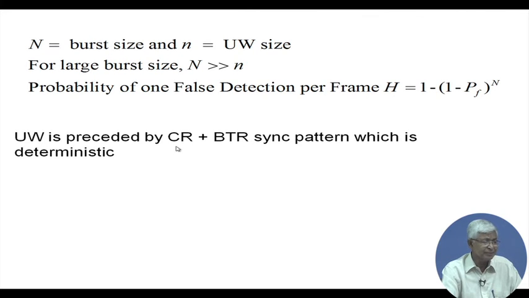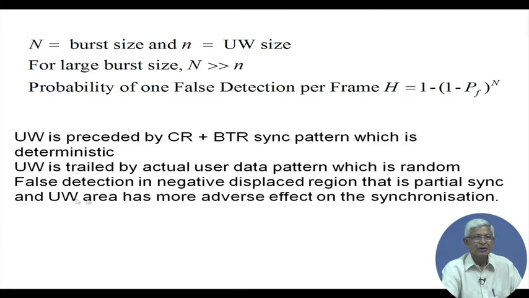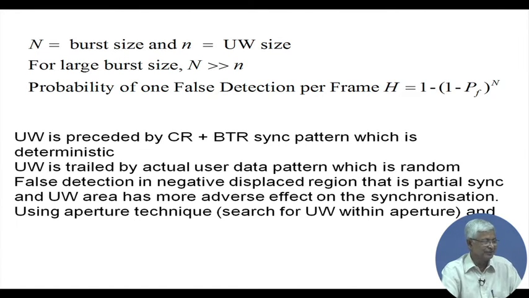Now, Unicode is preceded by CRBT or sync pattern, which I told you is deterministic, and Unicode is trailed by a random pattern, which is a user data pattern. So, the false detection in the negatively displaced region, that is the partial sync word and the Unicode area, if you get a false detection there, that has a more adverse effect on the synchronization, because you detect it wrongly. I will show you pictorially how it is.